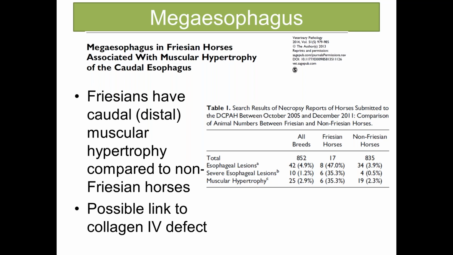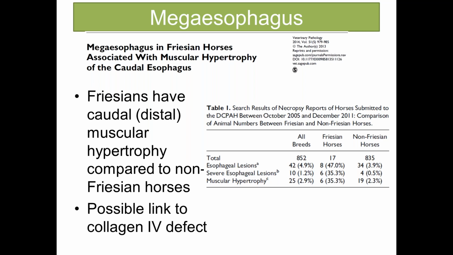But this was a necropsy study. They went back through records of horses with severe esophageal lesions, and Frisians had caudal or very distal lesions. It wasn't the first part, where there's a mixture of different muscle fibers. It's the distal part, the part that goes through the chest, into the abdomen, into the stomach. They had really severe muscular hypertrophy, or thickening, of that muscular wall of the esophagus.